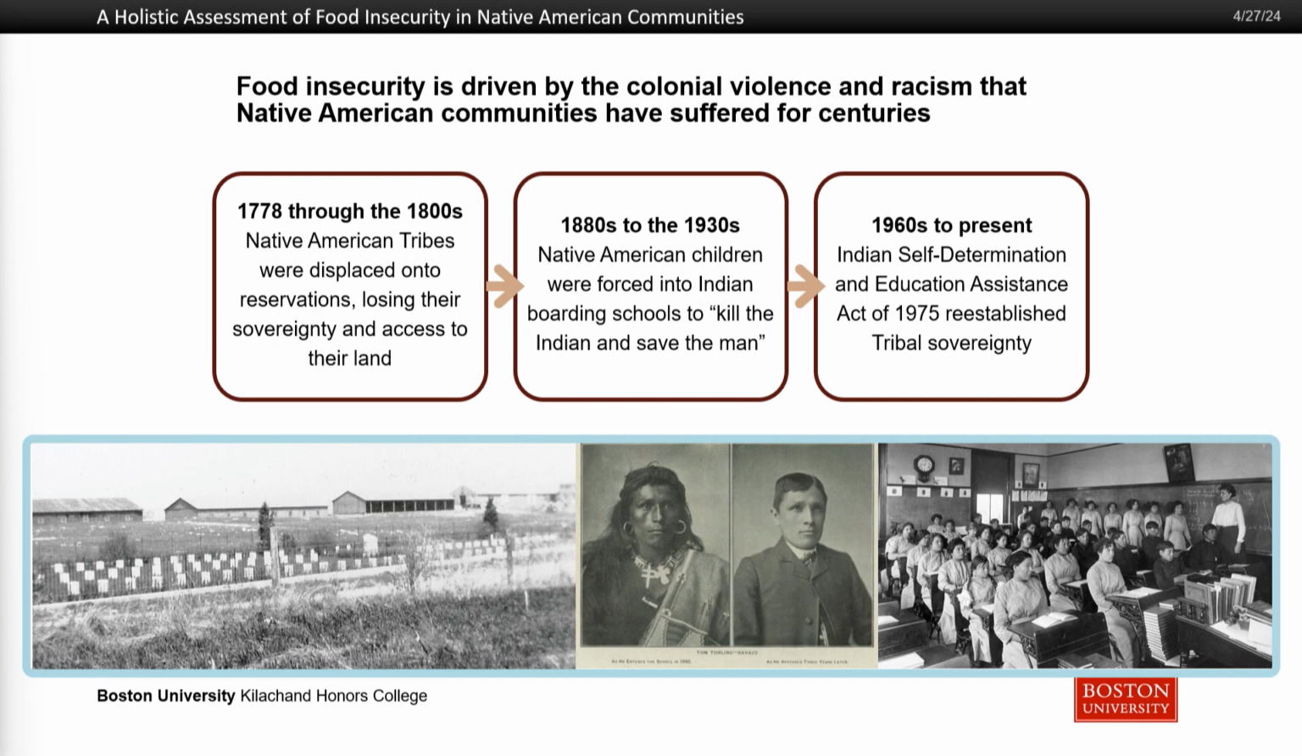In the 1880s and 1930s, Native American children were forced into Indian boarding schools with the goal of, quote-unquote, killing the Indian to save the man. And finally, from the 1960s to the present, the Indian Self-Determination and Education Assistance Act of 1975 reestablished tribal sovereignty to some degree, but obviously not to the levels that it was at before colonists arrived on their land.